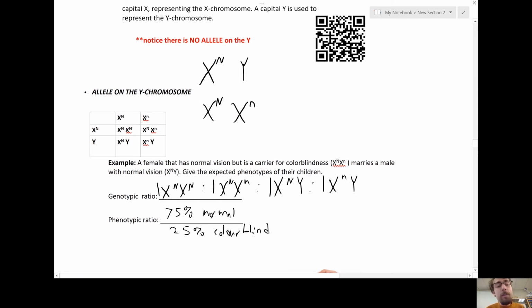Right, so for our genotypic ratio, we end up with a 1:1:1:1 ratio. For our phenotypic ratio, we'd end up with 75% normal vision and 25% colorblind.